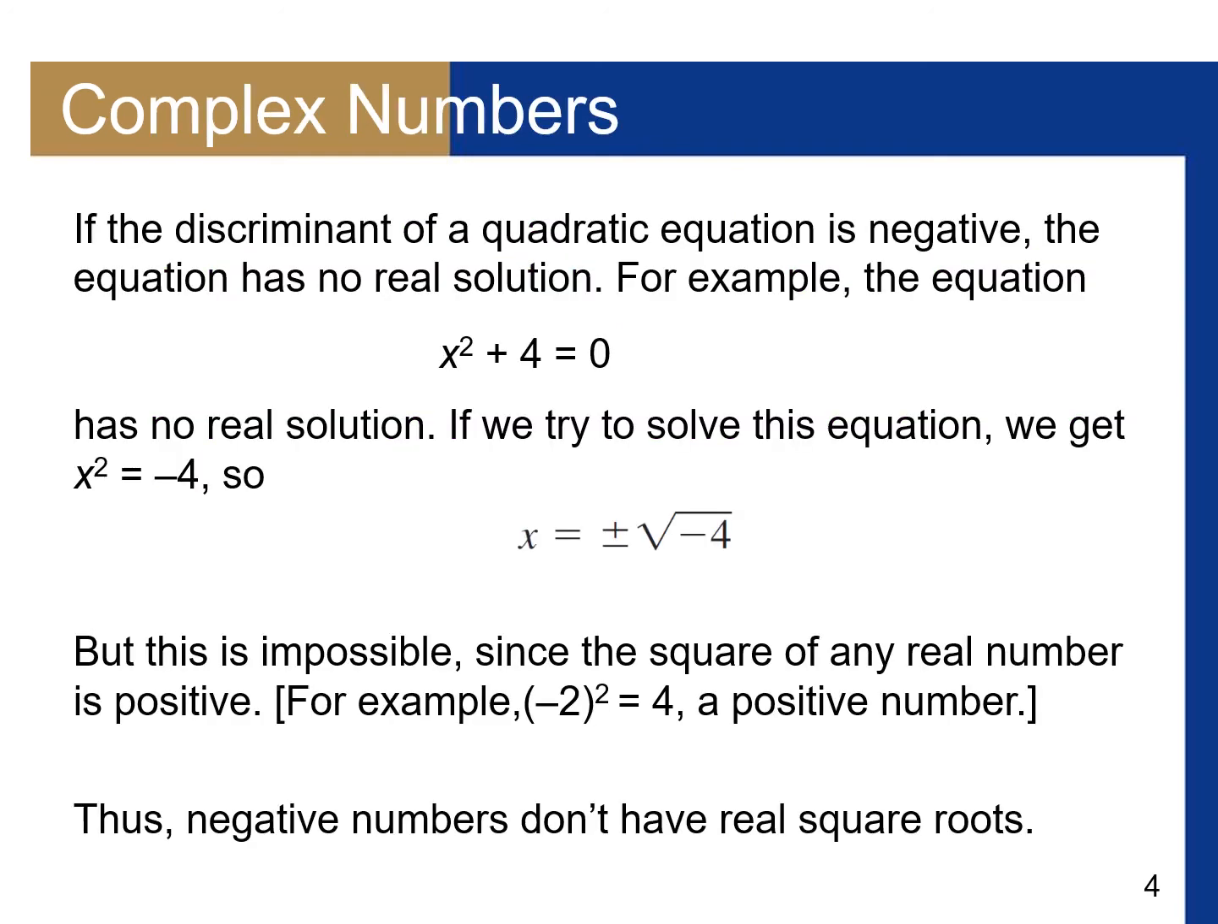Now, if the discriminant of a quadratic equation is negative, then it has no real solution. And we looked at this early on. For example, x squared plus 4 equals 0 has no real solution because when we try to solve it, we get x equals plus or minus the square root of negative 4. But this is impossible since the square of any real number is positive. So negative 2 squared is a positive and 2 squared is a positive. So negative numbers don't have real square roots.